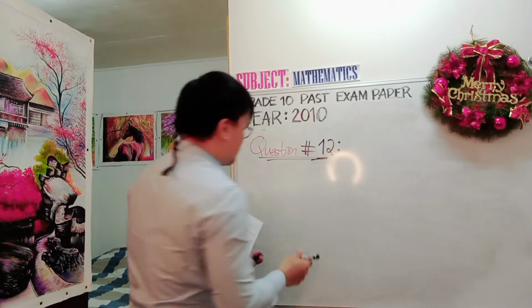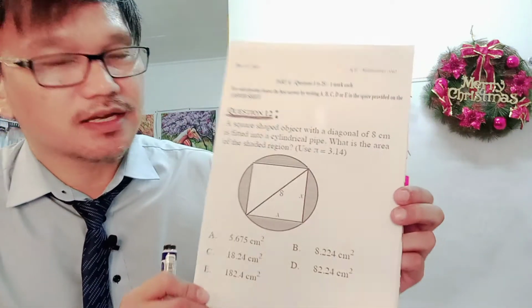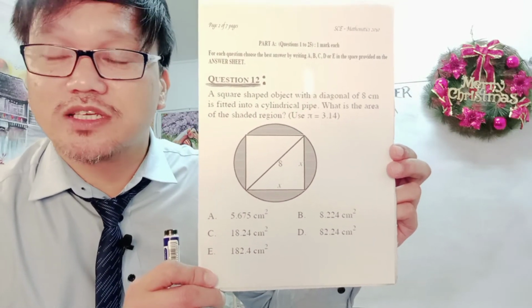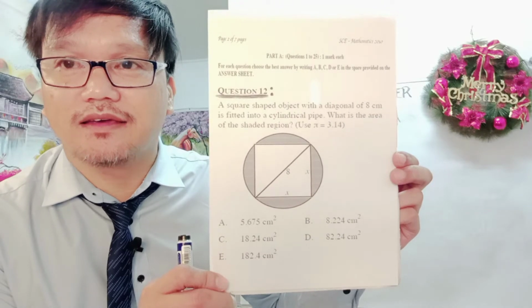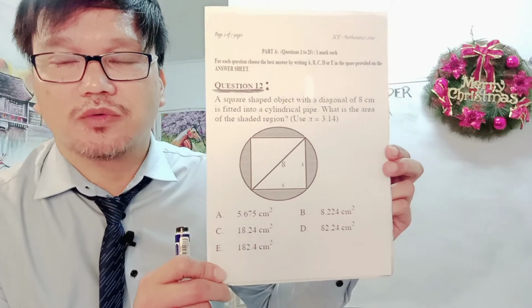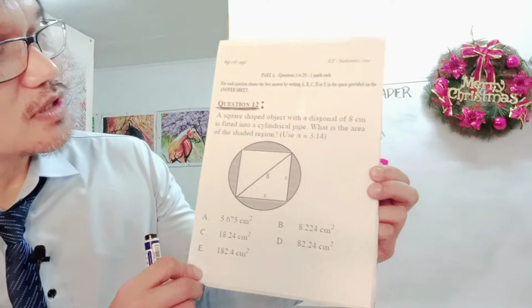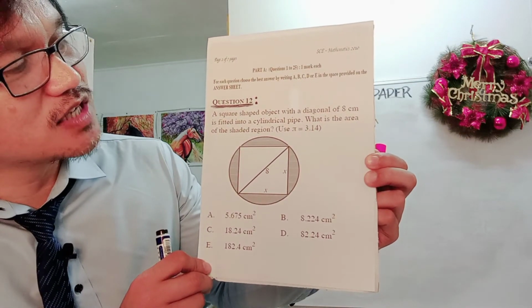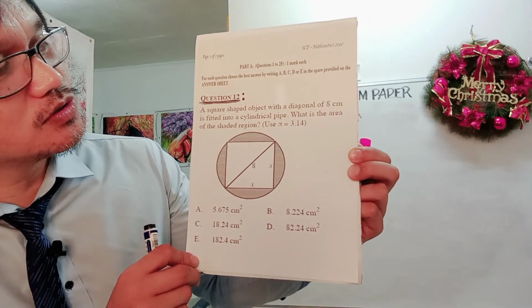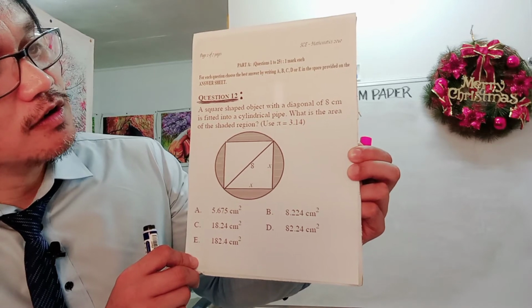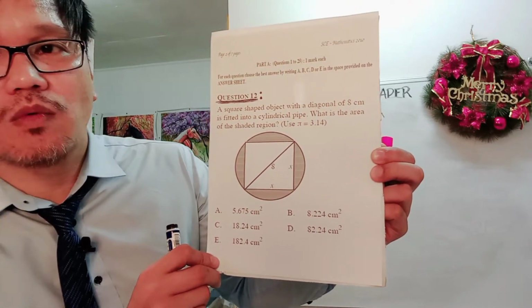Okay, here's the question from the past exam papers, grade 10, question number 12. This one is a very common question in which you are asked to find the area of the shaded part of the given composite shape. A square-shaped object with a diagonal of 8 centimeters is fitted into a cylindrical pipe. What is the area of the shaded region using pi equals 3.14?